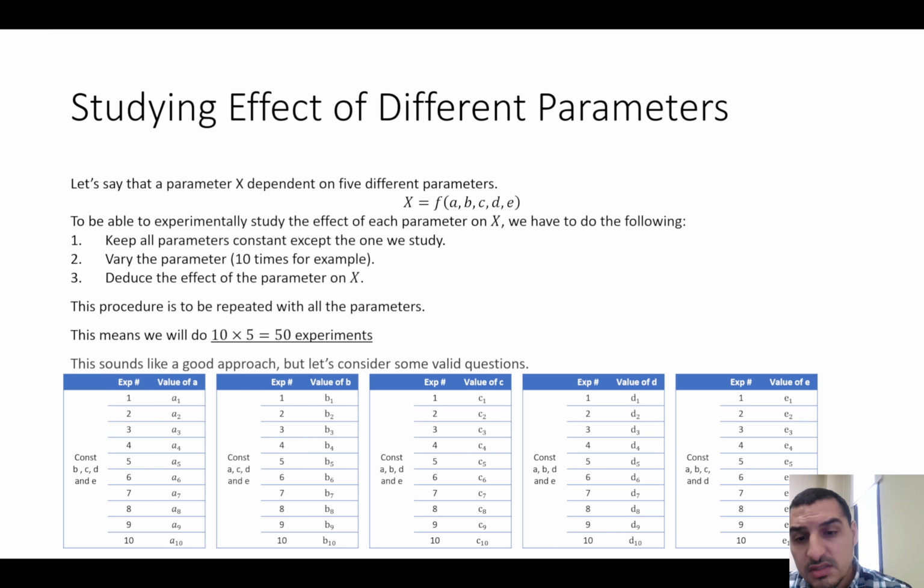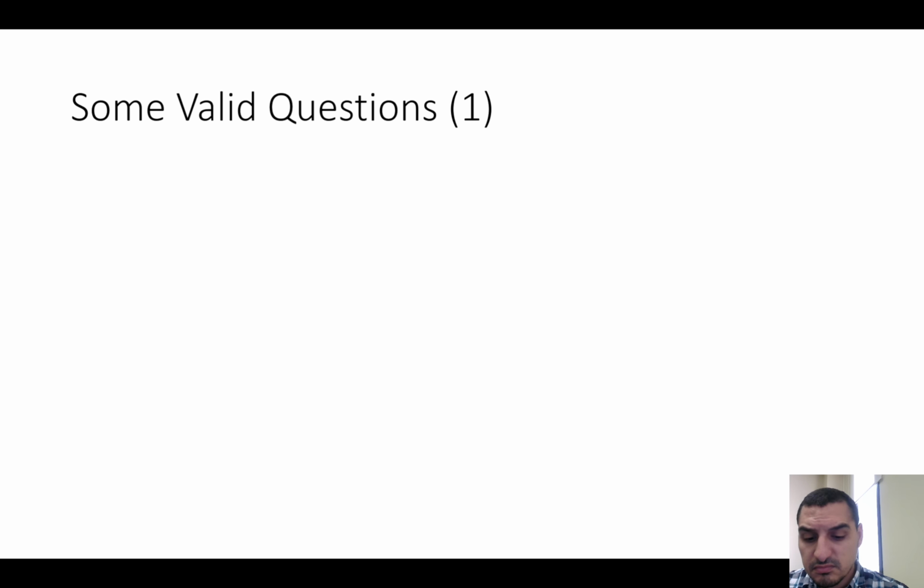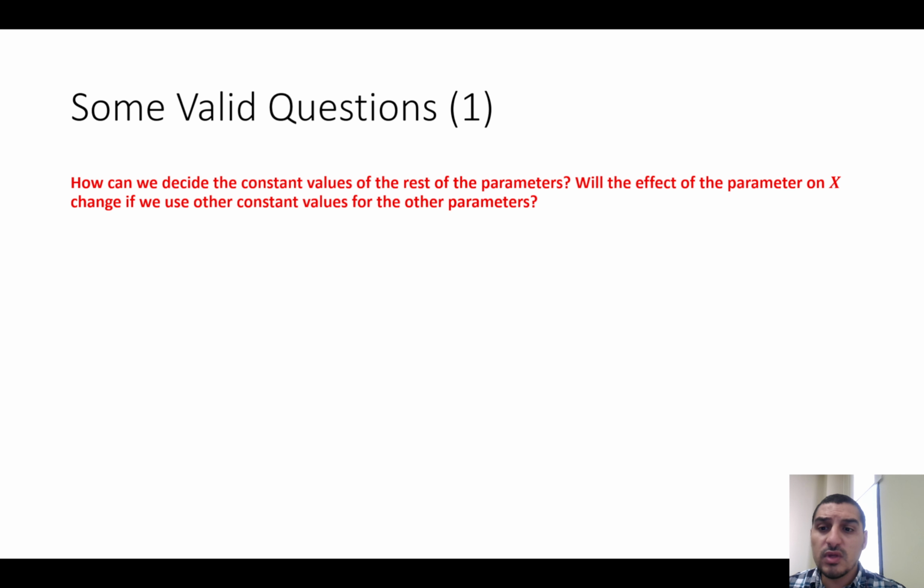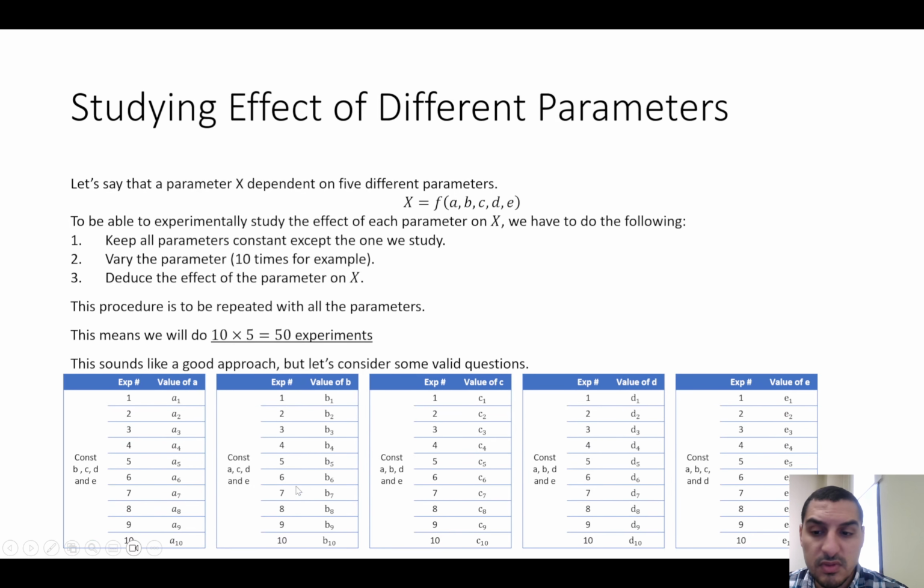However, there are some questions that will jump into our mind when you think of this more deeply. The first is, what are the constant values that we will pick for the 4 parameters?